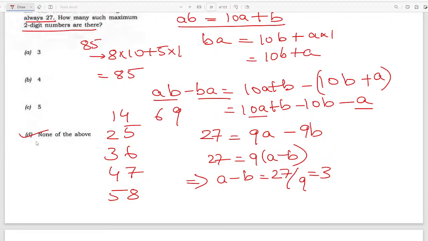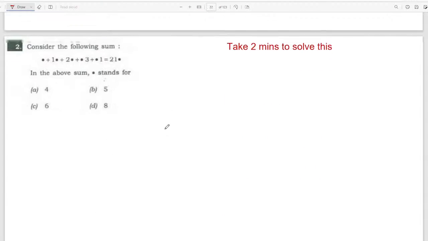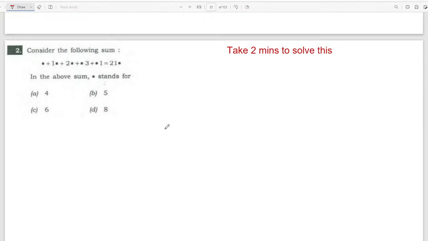I hope this is clear. If this is clear, we'll move to the next question. Okay, we'll move to the next question then. So take 2 minutes to solve this question.